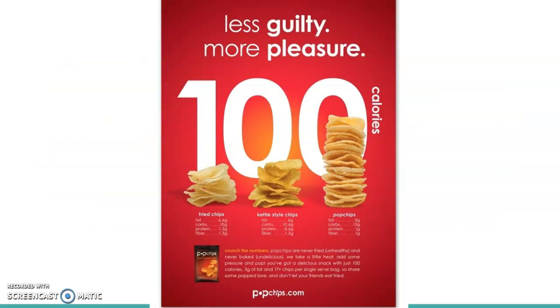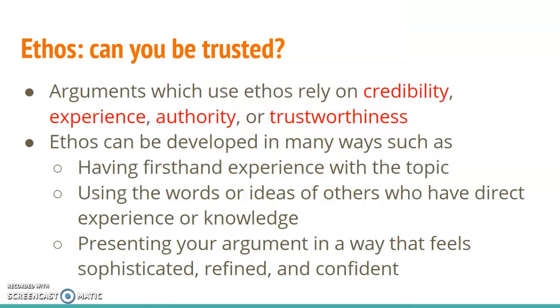We got an example of a piece of advertising here that utilizes logos. And if we break it down, we see that the main argument here is that Pop Chips, okay, they've got less fat and fewer calories per chip. So you can just snarf down a whole big stack of them and not feel guilty. Thanks to those beautiful numbers, you don't have to worry about feeling bad when you eat a gigantic pile of Pop Chips.